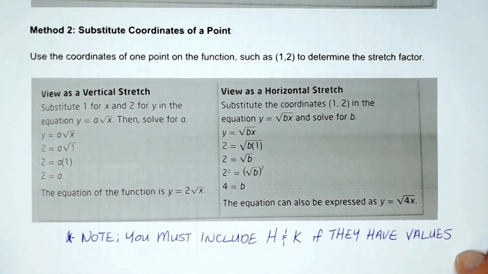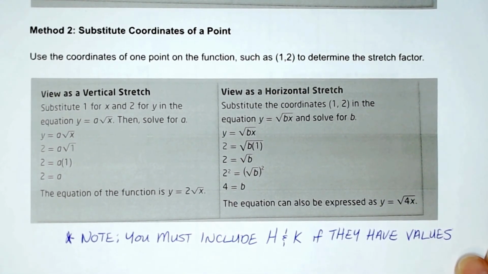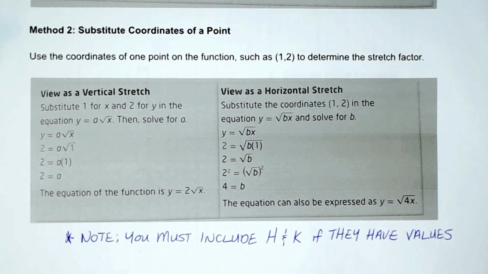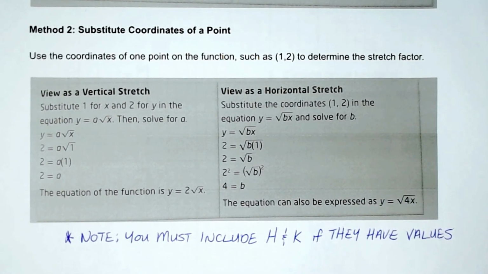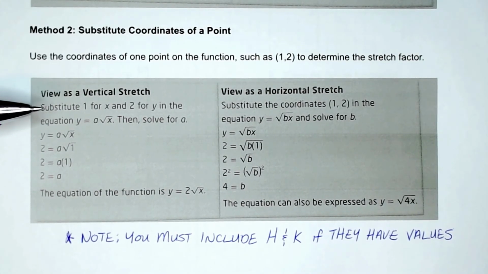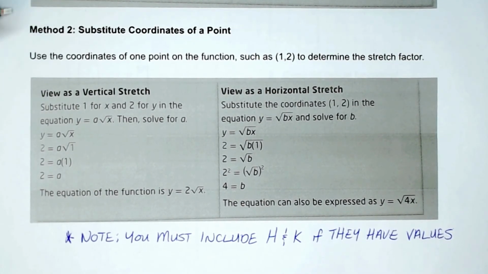Now, the second method uses a substitution of a coordinate of a point. So we would pick a coordinate on g of x and see how it has changed to determine the stretch factor. So if you're doing it as a vertical stretch, for example, we're using the coordinate (1, 2) from that original g of x graph.